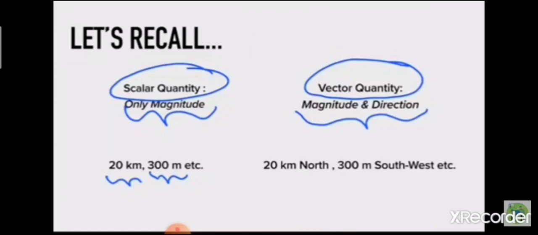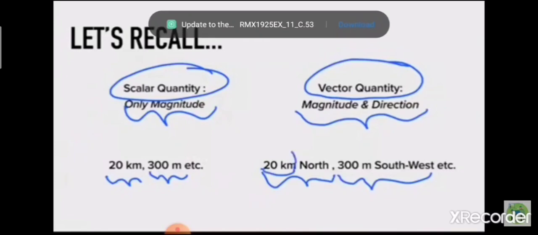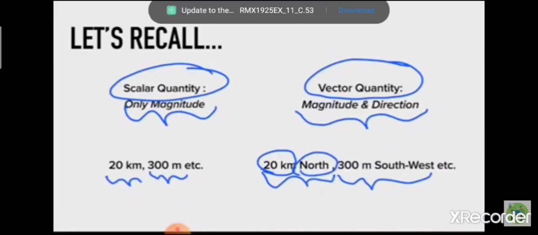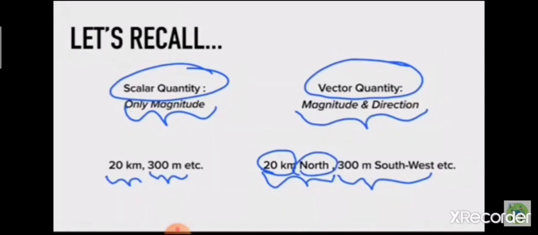On the other hand, we have vector quantity. Vector quantity can be defined as magnitude and direction, which has magnitude as well as direction. You can see the example: 20 kilometer north. So 20 is the number and north is the direction. Here magnitude as well as direction is required to write a vector quantity. The second example is 300 meter southwest. In this also magnitude is there and direction is also there.